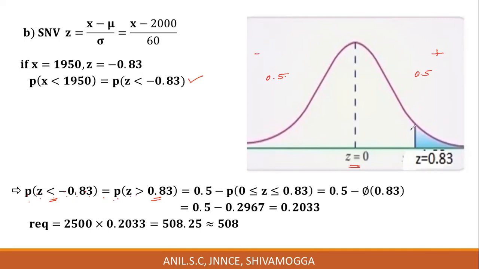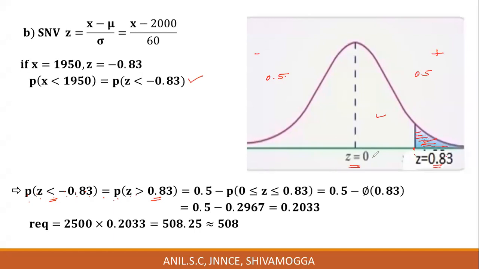And Z greater than 0.83. 0.83 will come somewhere here. This is a positive quantity. This is the area where Z is less than 0.83 and this is the area where Z is greater than 0.83. This area is required. This is to be determined.